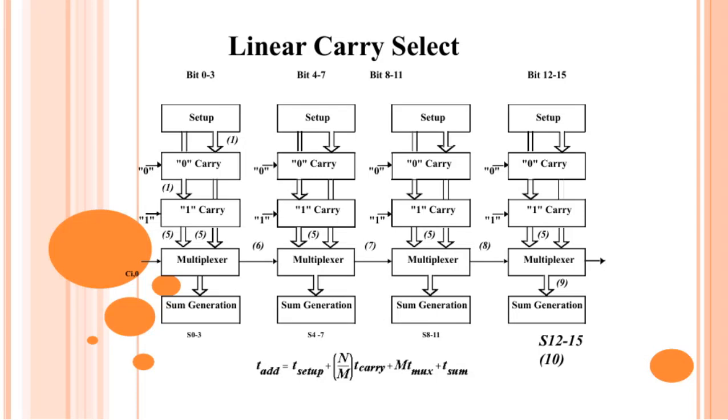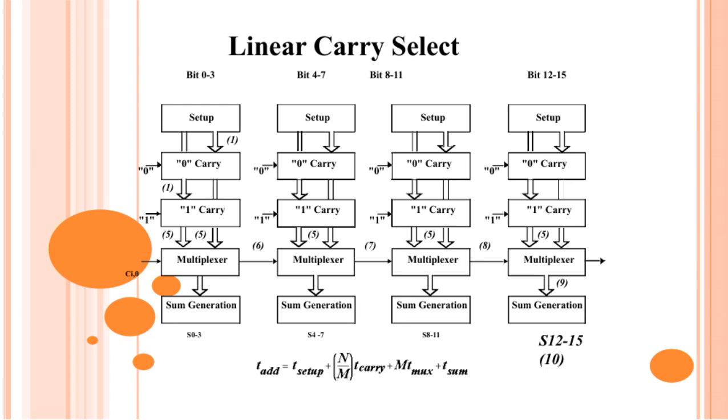Here, we're looking at the linear carry select adder architecture. The key idea behind this design is that it divides the adder into smaller blocks, each responsible for a group of bits. In this case, bits 0 to 3, 4 to 7, 8 to 11, and 12 to 15. Each block prepares two sets of sums and carry outputs in parallel, one assuming the carry input is 0, and the other assuming it's 1. This is shown here with the separate 0 carry and 1 carry paths. A multiplexer then selects the correct sum and carry based on the actual carry from the previous block.